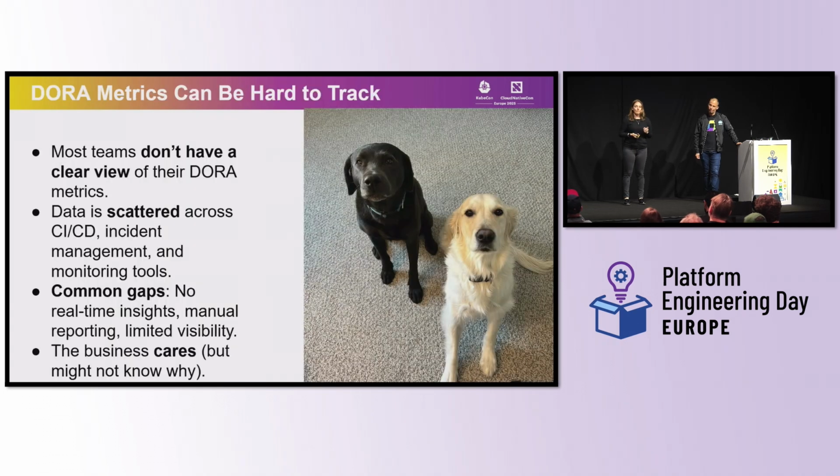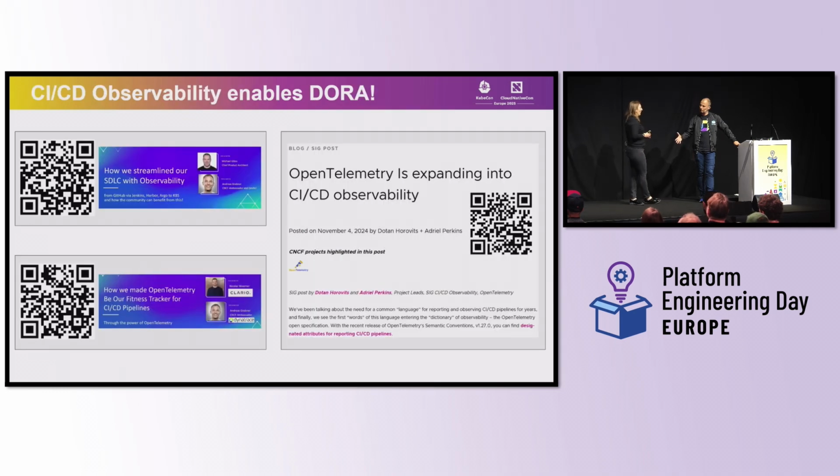But DORA metrics can be hard to track. Most teams don't have a clear view of that. Data's all over the place, right? You have it in different silos, and there's a bunch of gaps, right? Real-time insights, reporting, visibility. And the business cares about your DORA metrics, but they might not know why. So with that, over to you to give us how you've done DORA metrics.